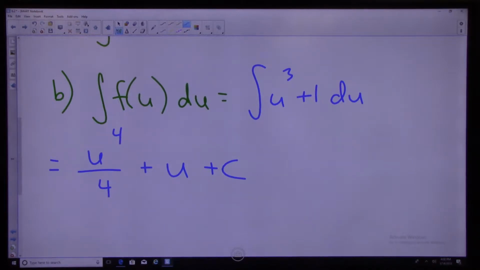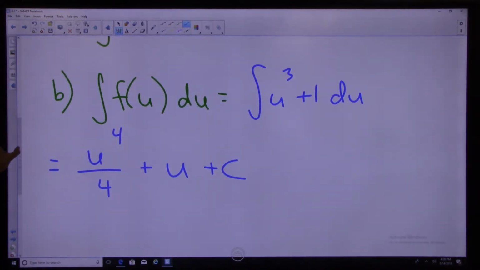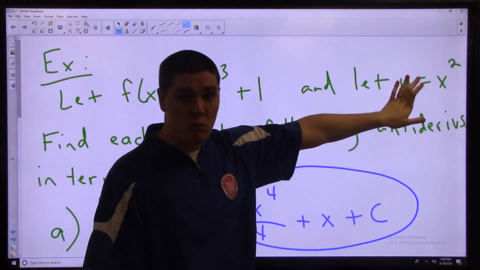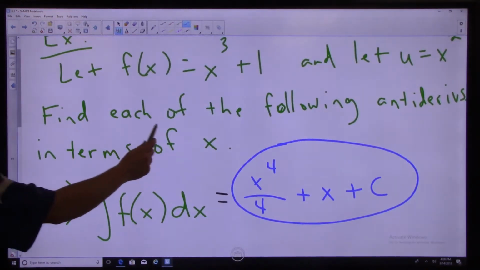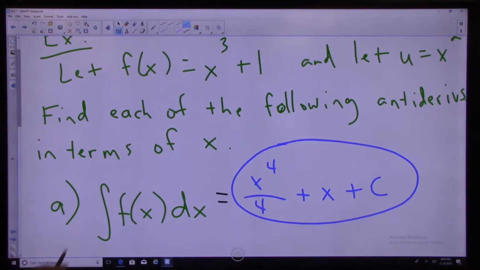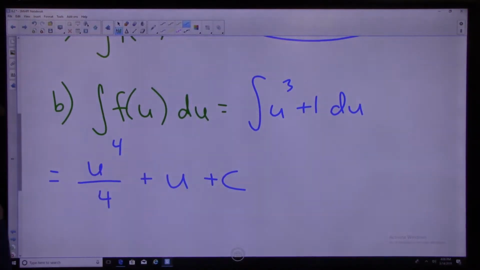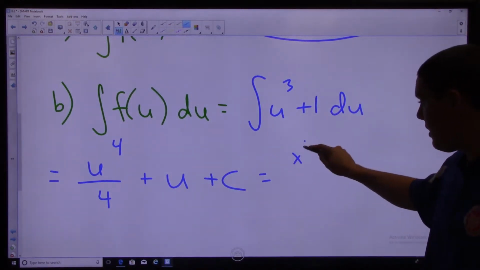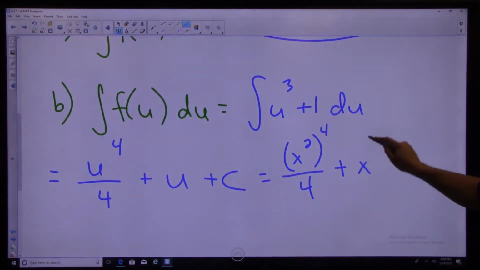So I'm forgetting that plus c again. All we've done so far is take the antiderivative of u cubed plus 1. But don't I know what u is? In the other equation, u is equal to x squared. So I could replace u with x squared if I want to write this with x in it. The problem says to find each of the following antiderivatives in terms of x, and this is the antiderivative in terms of u. So I need to rewrite it with x's, substituting x squared in for u. It's going to be x squared to the 4th over 4 plus x squared plus c.